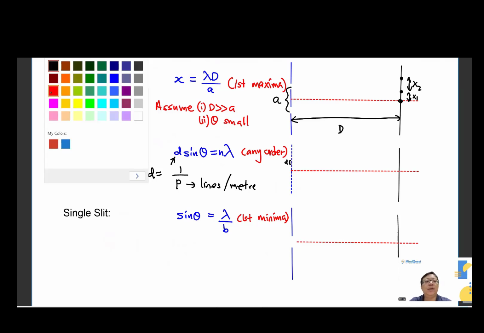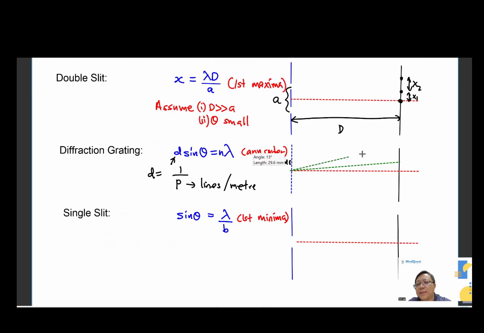So for example, let's say this is the first order. Let's say there's a second order. So at this point n equals 1, at this point n equals 2, at this point n equals 0. Of course, below also n equals 1, n equals 2, etc. So this is the first order angle, theta 1. The second order is this. Always remember, it must be measured from the 0th order.